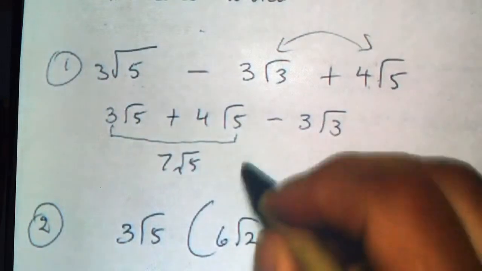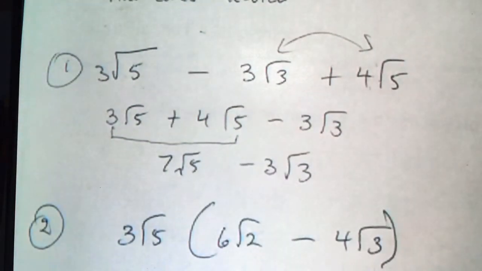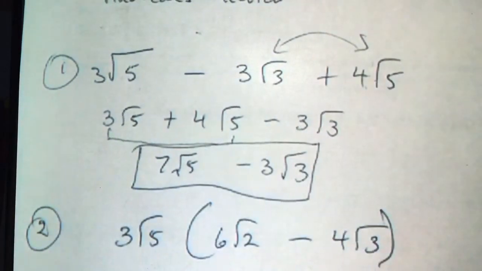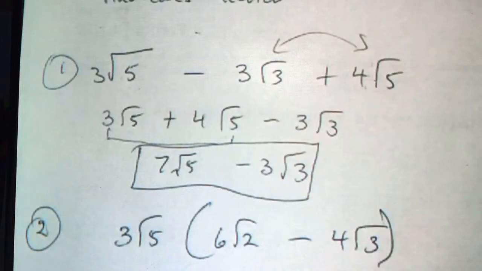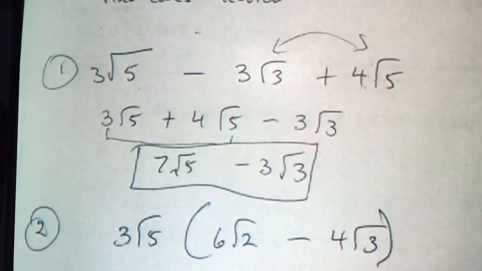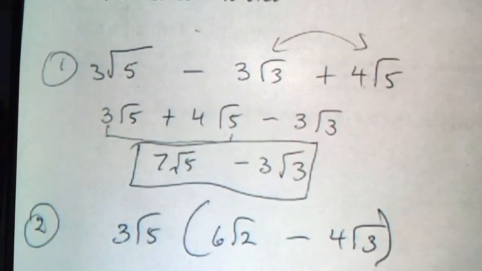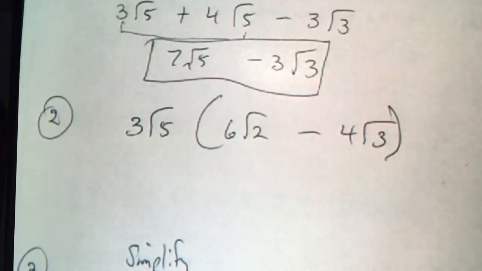And then we're left with negative 3 root 3. Can we do anything with that? No, we can't. Root 5 and root 3 are not in common. And there we go. So there's our first answer. Again, 7 root 5 minus 3 root 3. We can't subtract 3 root 3 from 7 root 5 because root 5 and root 3 are not like terms. They're not in common.